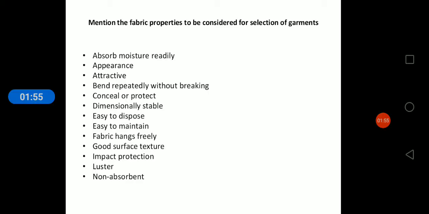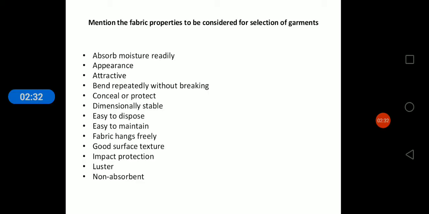First of all, absorb moisture readily. Absorb moisture readily means whatever the atmospheric conditions, during winter, rainy season and summer, it should be able to absorb the moisture from the humidity or temperature. And appearance is important, and it depends upon viewability, stitching ability, stylishness and attractiveness to the customers. Wherever the appearance is good, the attraction will also be directly reflected.